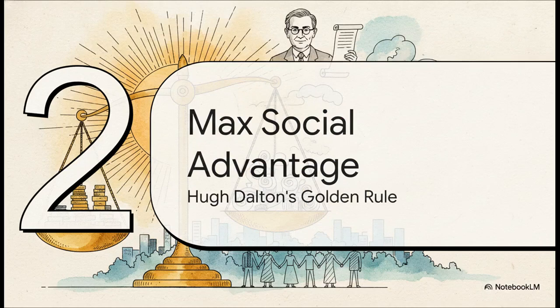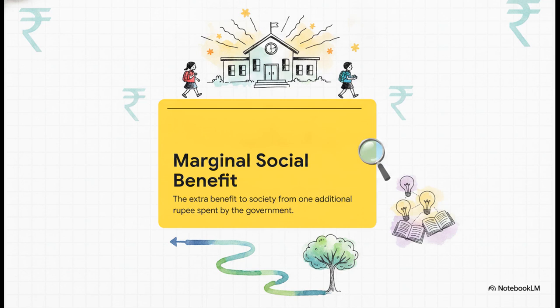Section 2. Maximum social advantage explained. To understand this golden rule, we need to look at economist Hugh Dalton and grasp 2 really key concepts he laid out. The first is marginal social benefit, or MSB. Basically, this is the extra benefit to society from 1 additional rupee spent by the government. Imagine your local school. If the government spends 10 lakh rupees to build smart classrooms, the MSB is incredibly high because students' learning improves dramatically. The benefit to society is tangible, it's real.